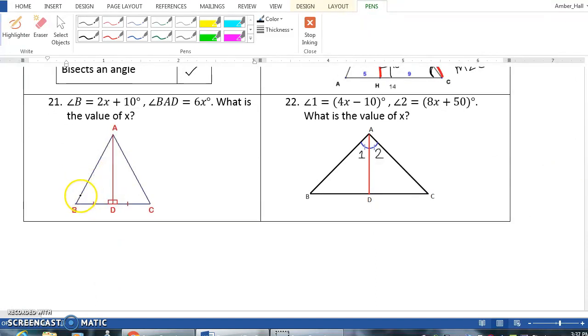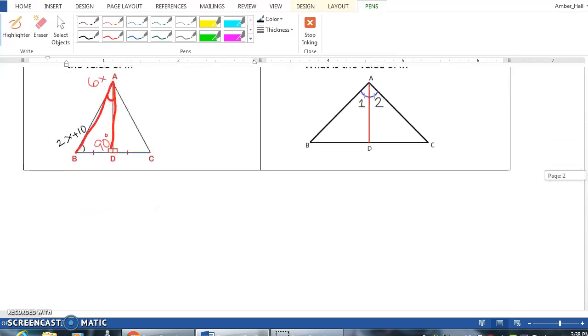21. Angle B equals 2x plus 10. Angle BAD, right here, is 6x. We need to find the value of x. Well, the image also gives us this angle is 90 degrees. So now I have the three interior angles of my triangle, and I can set up an equation to be able to solve for x.